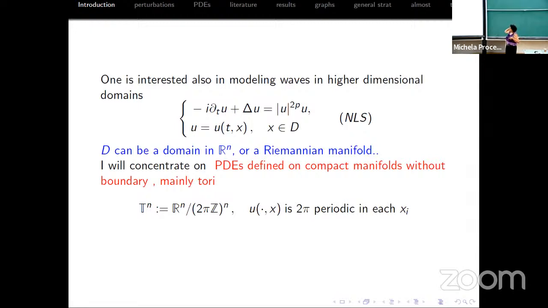Since I want to look at the phenomena of propagation of waves, I'm going to consider mostly PDEs defined on compact manifolds, and actually compact manifolds without boundary. Why? Because in an unbounded domain, I could imagine that whatever phenomenon is localized would at some point escape to infinity. While in a bounded domain, I expect to see a much more recurrent behavior, and it's more interesting from my point of view, except that this is rather hard to do. So I'm going to stick to tori.